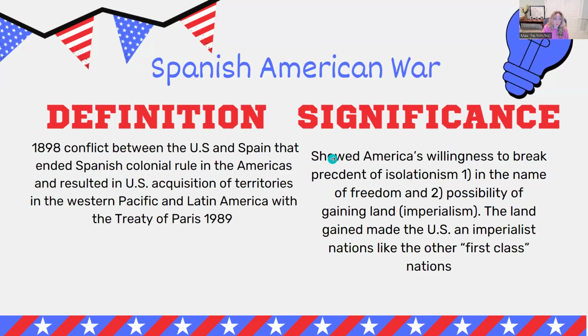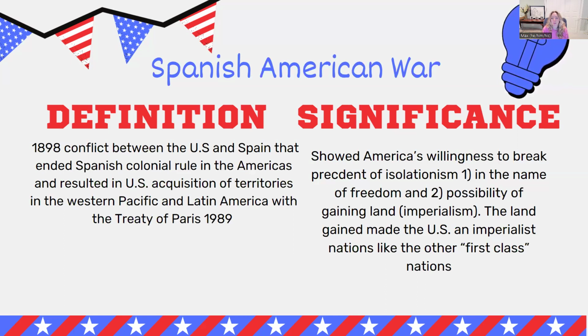So, Spanish-American War. So in 1898, this is a conflict between the United States and Spain that ended the Spanish colonial rule in the Americas because now they basically lost all their colonies and resulted in the U.S. acquisition of territories all around the world, but specifically the Western Pacific and Latin America, as we gained them in the Treaty of Paris, 1898. Or sorry, yeah, it should say 1898. I mixed up those numbers.